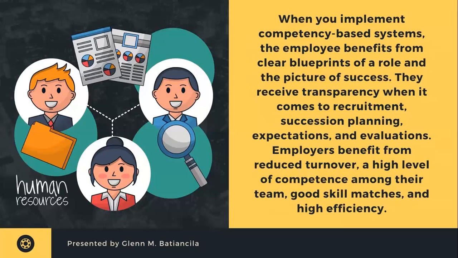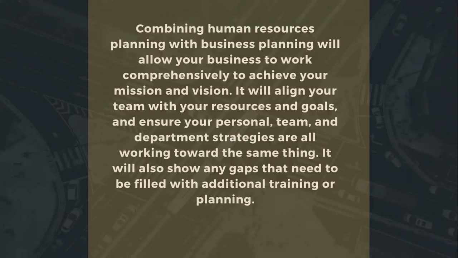Okay. So they receive transparency when it comes to recruitment, succession planning, expectation, and evaluation. Employers benefit from reduced turnover, a high level of competence among their team, good skill matches, and high efficiency. Okay, so, combining human resource planning with business planning. It's very important that these plannings are aligned if an organization or company has goals or objectives to achieve in the future, because the employee has a role to play in the organization's success. It will align your team with your resources and department strategies, all working toward the same thing. It will also show any gaps that need to be filled with additional training or planning.